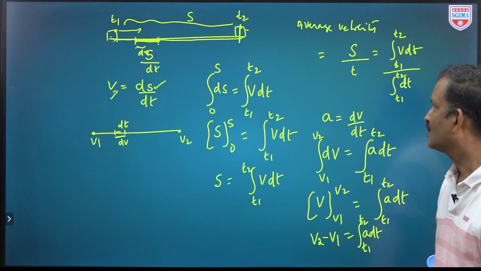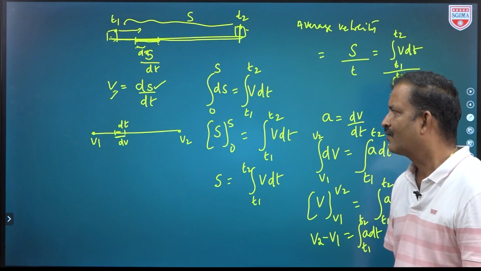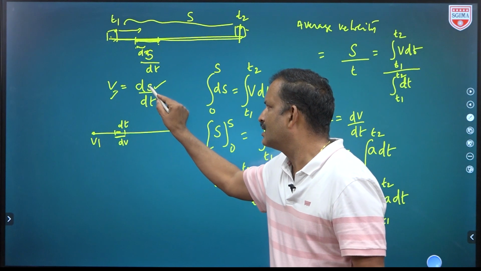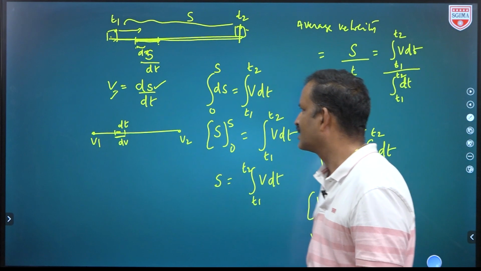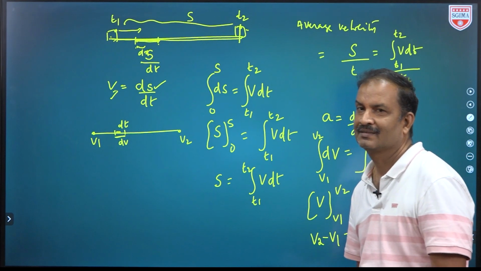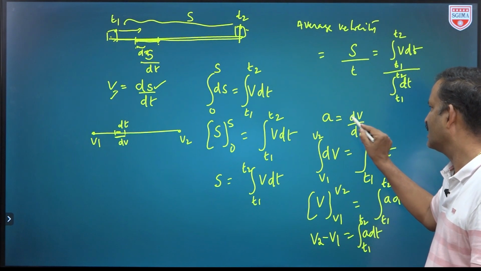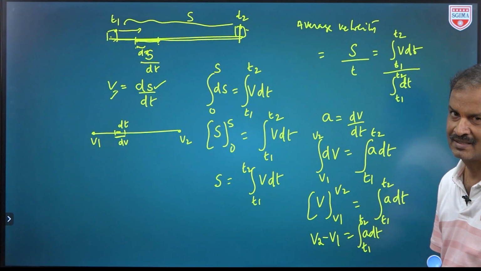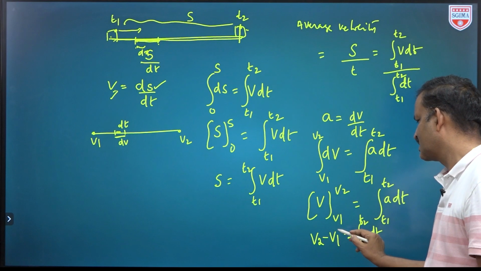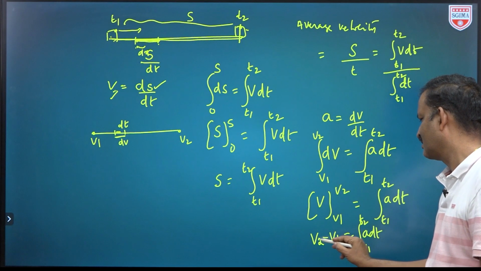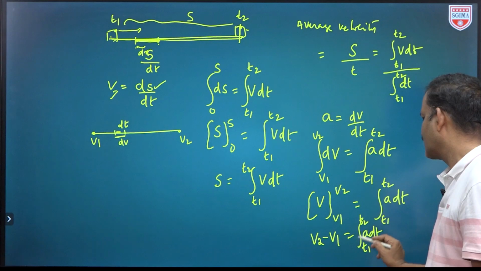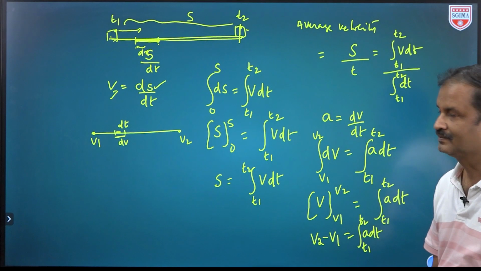Okay. So in this way, we can find out: velocity is differentiation of displacement. Displacement is integration of velocity. Acceleration is differentiation of velocity. Suppose v1 is given, v2 can be calculated. For velocity at any time t2, v2, you have to do the integration of acceleration.